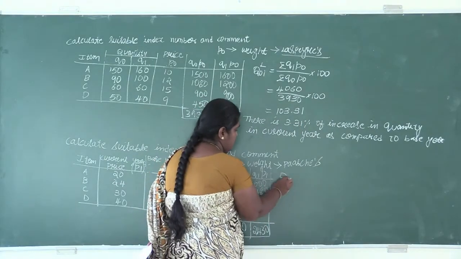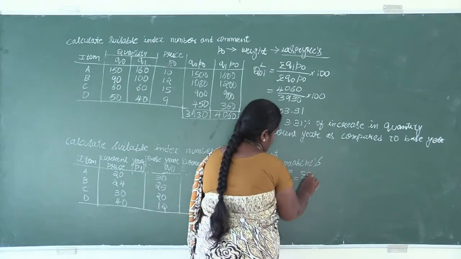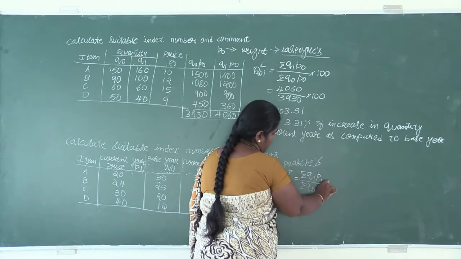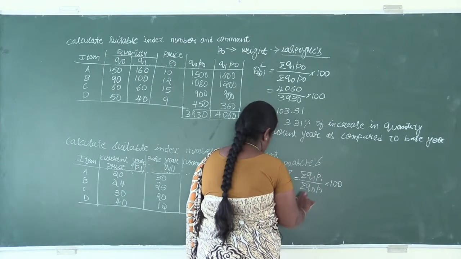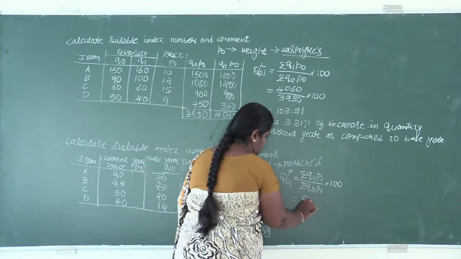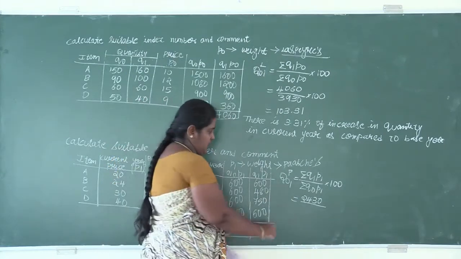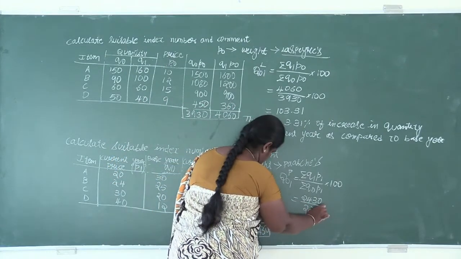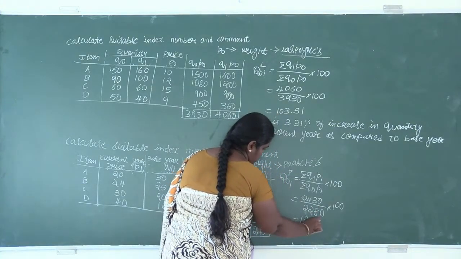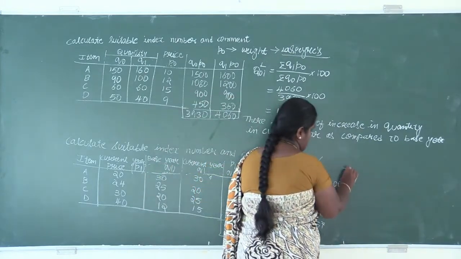So what is Q01P? Paget's quantity index number formula is sigma Q1 P1 divided by sigma Q0 P1 into 100. So Q1 P1 is 2430 and Q0 P1 is 2280. So 2430 divided by 2280 into 100, it is 106.57. So write the conclusion since a comment is asked.